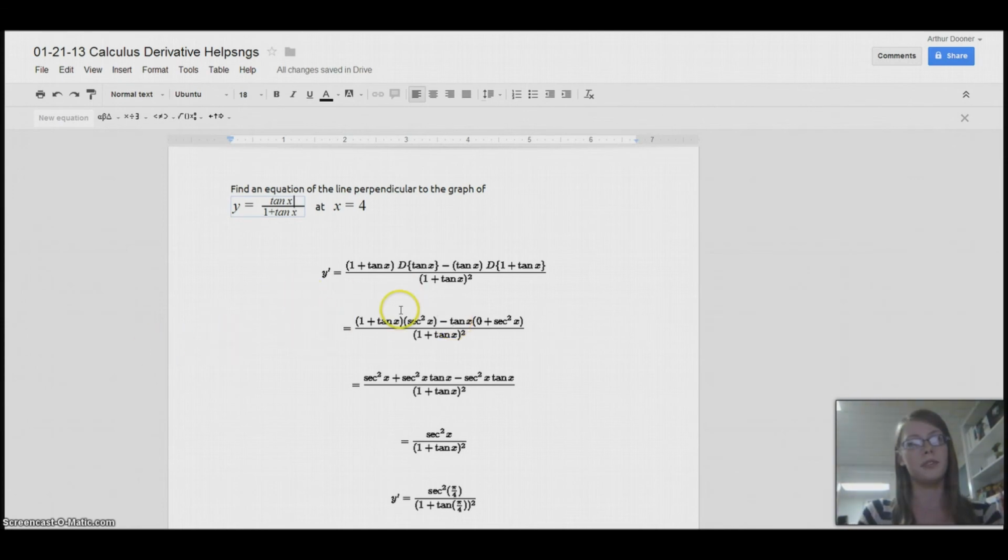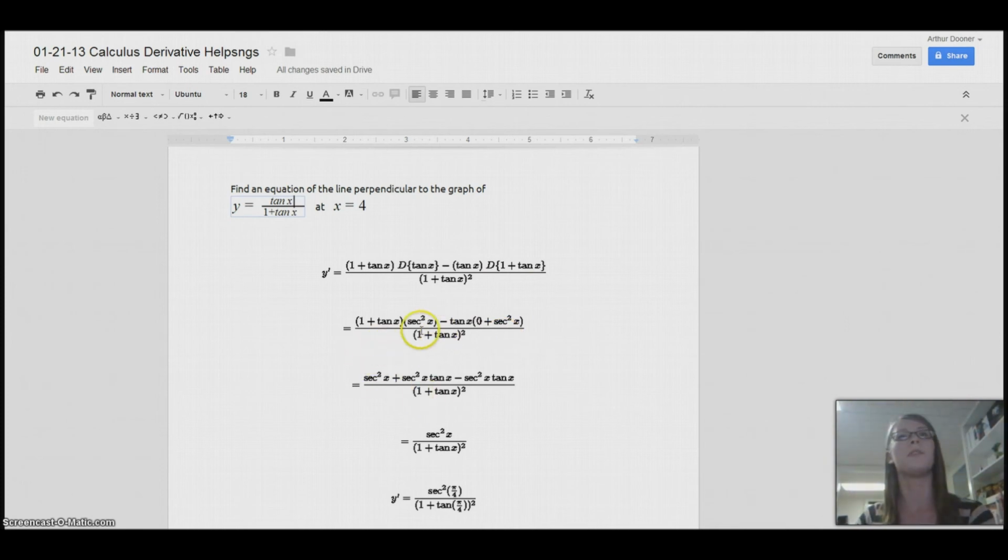And then you simplify in the second step. So 1 plus tan of x times the derivative of tan of x, which is secant squared of x, minus tangent of x times the derivative of 1 plus tangent of x, which equals tangent of x times 0 plus secant squared of x. Of course, the derivative of a constant is 0, and the derivative of tan x is secant squared of x.